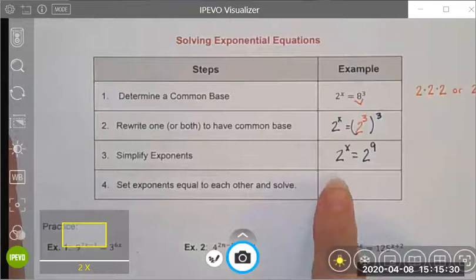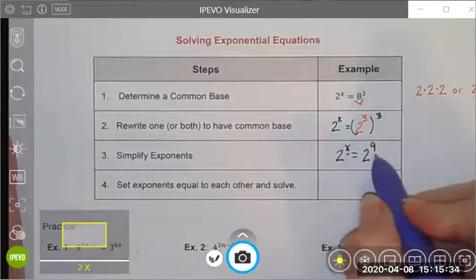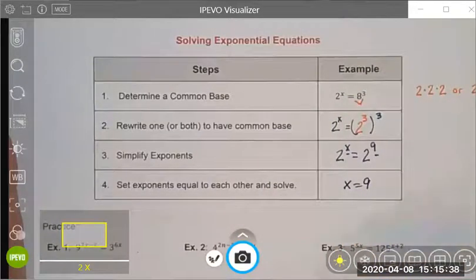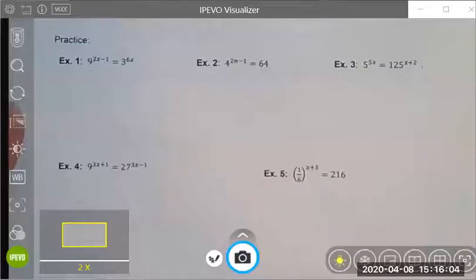Finally, I use my property of equality to say that my exponents are equal. So x is equal to 9. It's pretty handy, huh? Anything new like this takes practice, so let's do some.